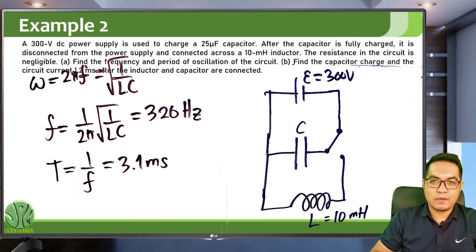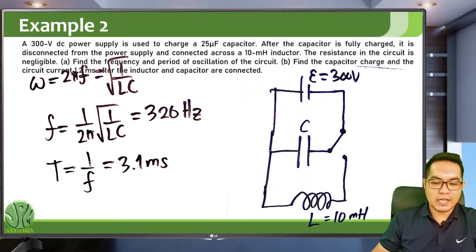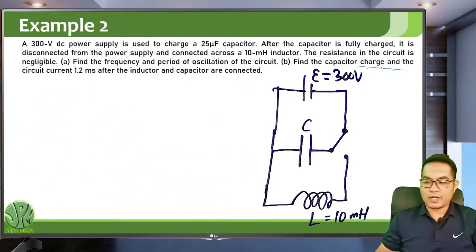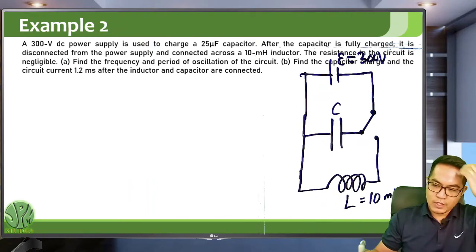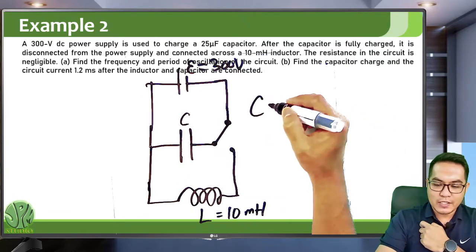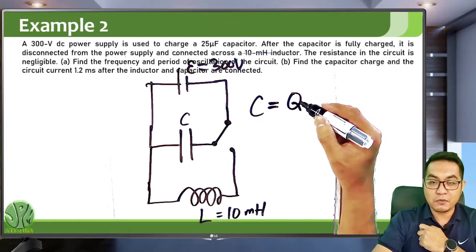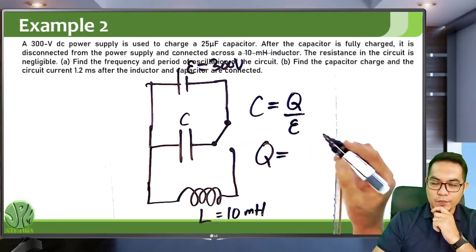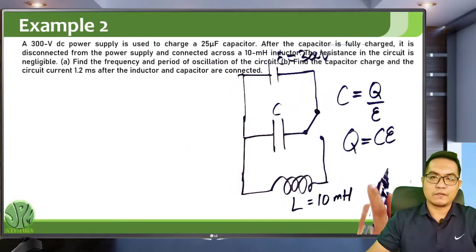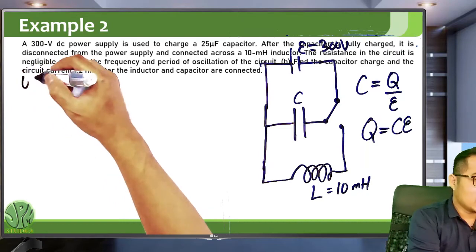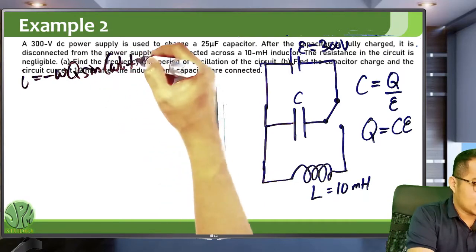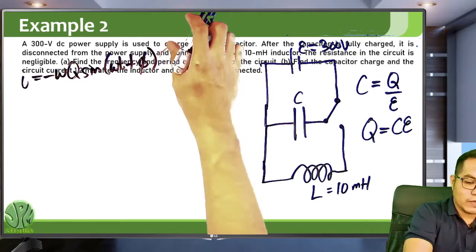Okay. Second problem. Find the capacitor charge and the circuit current 1.2 milliseconds after the inductor and capacitor are connected. So from this figure, the capacitance is the final charge, the full charge of the capacitor, over the EMF, or the voltage. Therefore, the full charge of the capacitor, capital Q, is just the capacitance times the EMF. We will use this value later. The current in an LC circuit is given by negative omega Q sine of omega t plus phi. So this one.